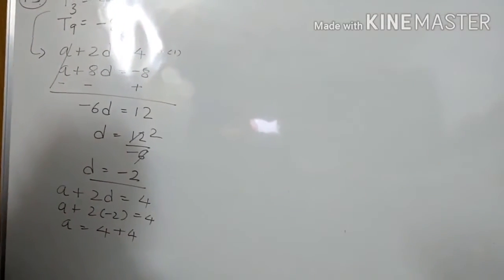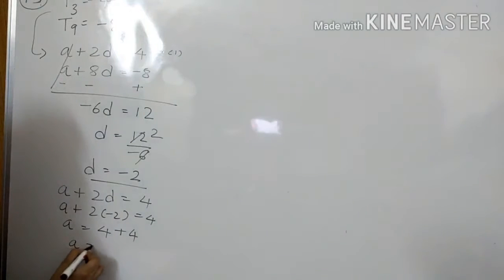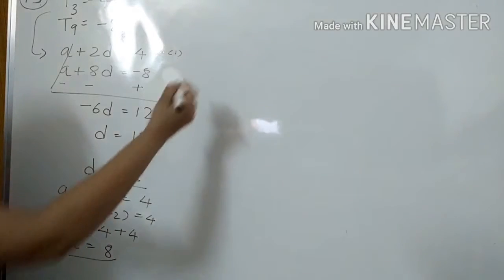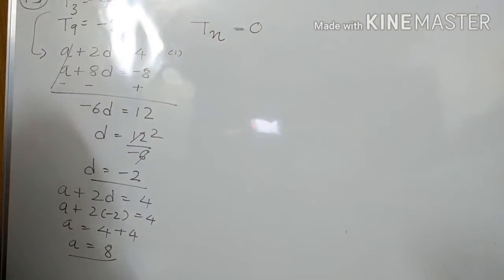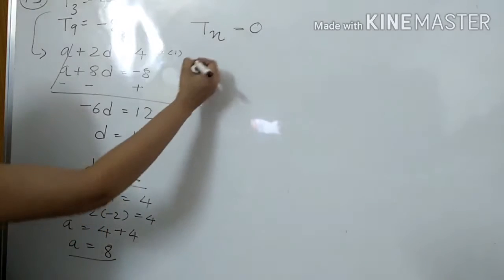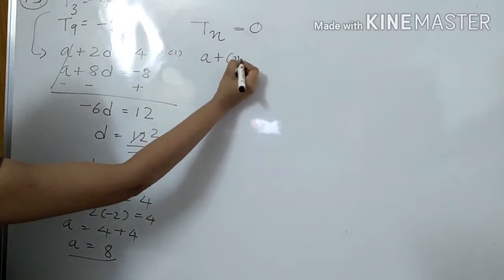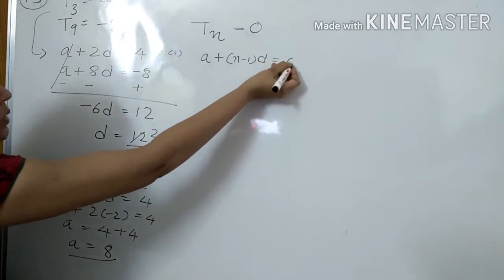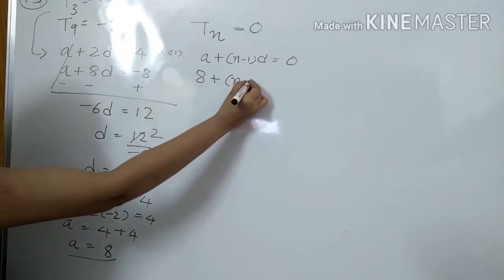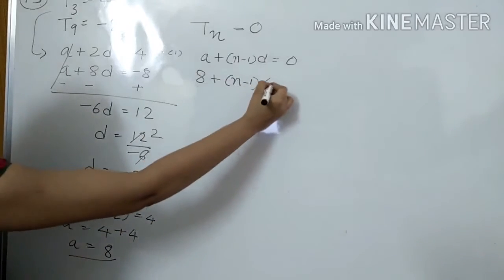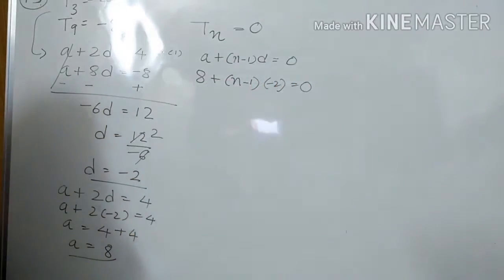Now, what answer did we find here? A is equal to 8. Now we get a also and d also. They asked to find the term Tn which is 0. So Tn is equal to 0, let the nth term be 0. So here using the formula a plus n minus 1 into d is equal to 0. Now a is 8 plus n minus 1 and d is minus 2 is equal to 0.